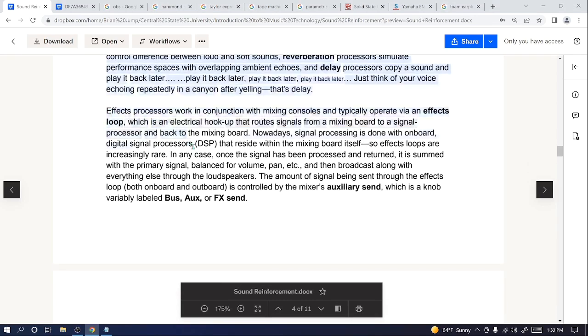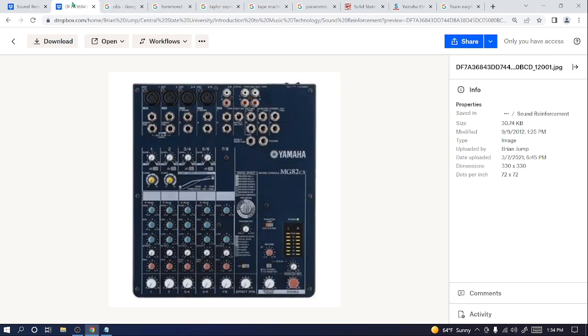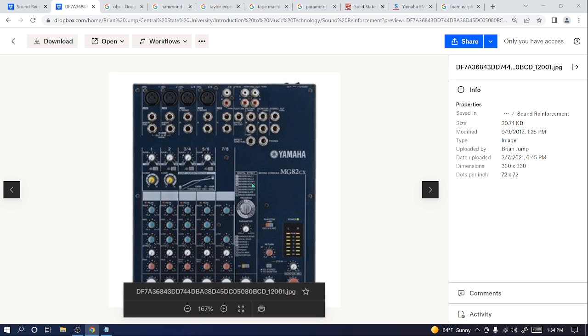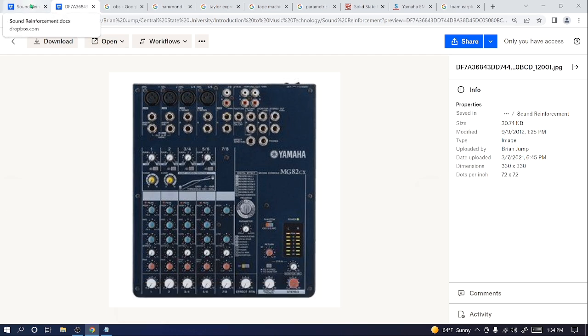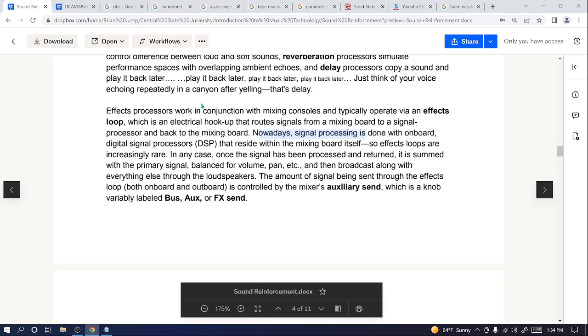Oftentimes the effects from your mixing board are applied via an effects loop, which is an electrical hookup that routes signals from a mixing board to a signal processor and back to the mixing board. Nowadays, most signal processing is done with onboard digital signal processors, DSP, that reside within the mixing board itself. So this little guy here has got this little effects channel. That's DSP, digital signal processing. But not all mixing boards have it. And back in the day, most signal processing was done via effects loop.